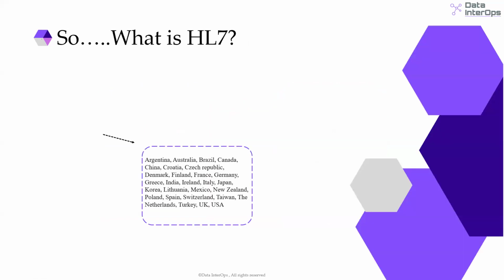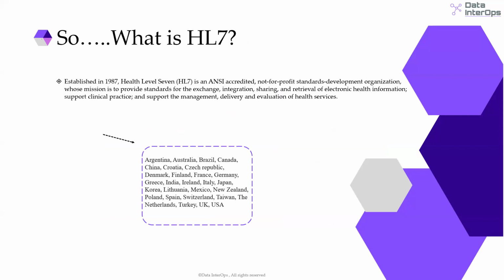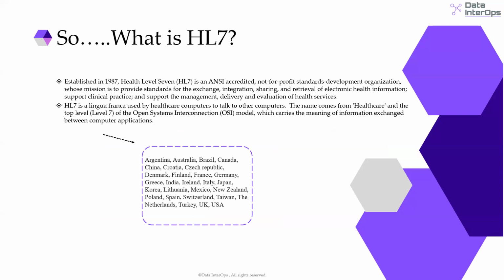So what is HL7? HL7 is basically a health level standard. It was established back in 1987, and the term HL7 comes from the concept of OSI layers, where we are using the top, seventh layer of the OSI layers. We'll see that in the next slide.